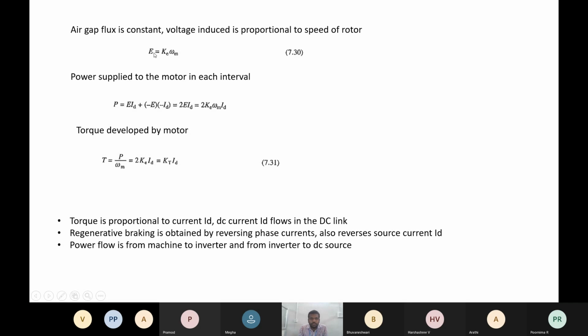So substitute E equals Ke omega m in this equation. So 2 EID becomes 2 Ke omega m into ID. So this is one equation for power supplied to the motor. So we got the equation for voltage, we got the equation for power. Now we go for the torque developed by the motor.